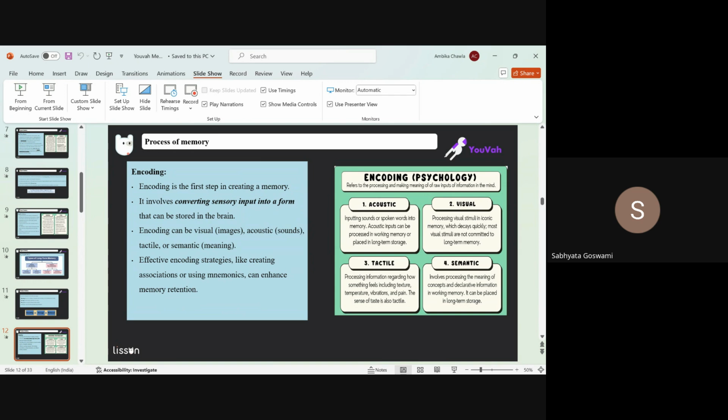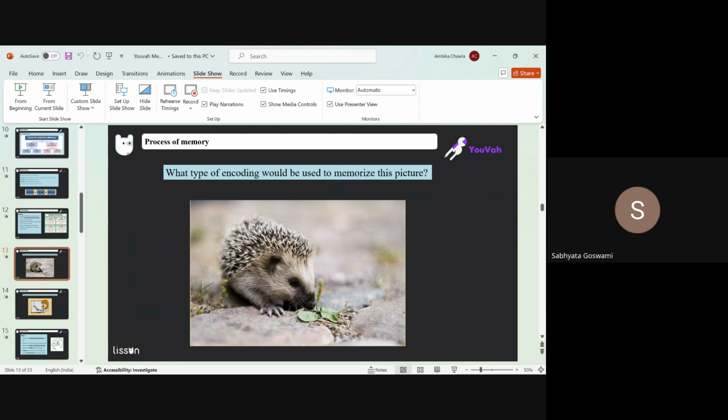Yes. So mnemonics and different memory retention strategies can help us to encode information better. And once things are encoded properly and attended properly, they tend to be stored even better. Right. So, for example, can we move forward? If I ask you, which type of encoding do we use if we want to memorize this particular picture?